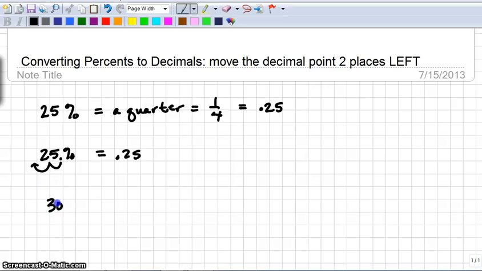What about the number 30%? If you use our method of moving the decimal point 2 places to the left, you'd start after the 0, and you'd move it once, twice, and you'd get the number 0.30. Now if you wanted to, you could also write this number as 0.3. That has the same meaning as 0.30.